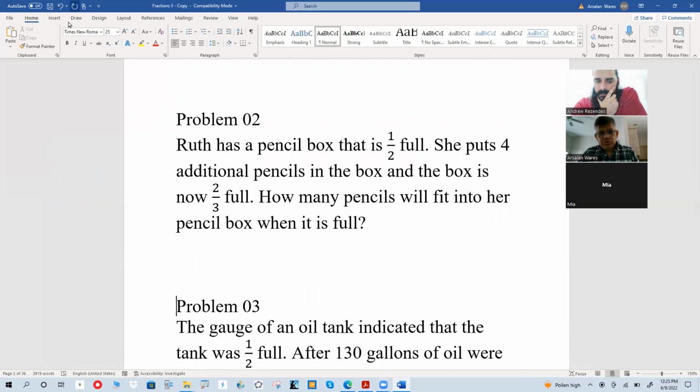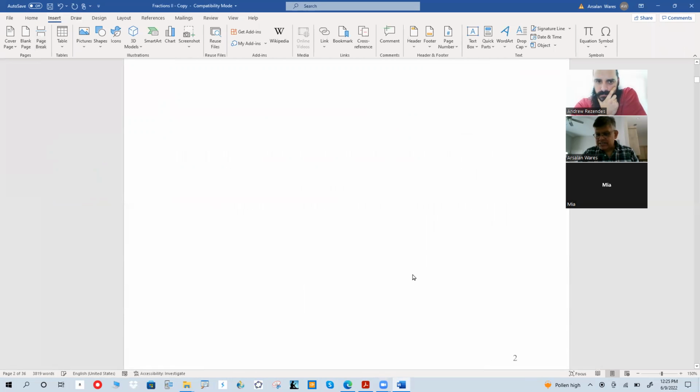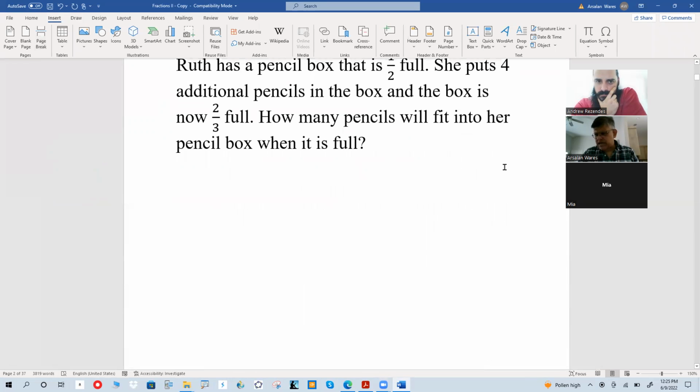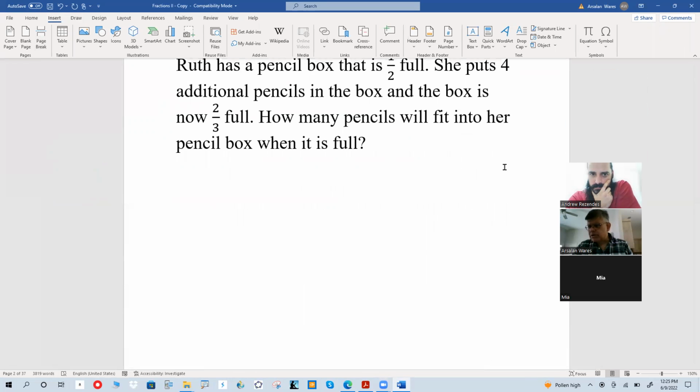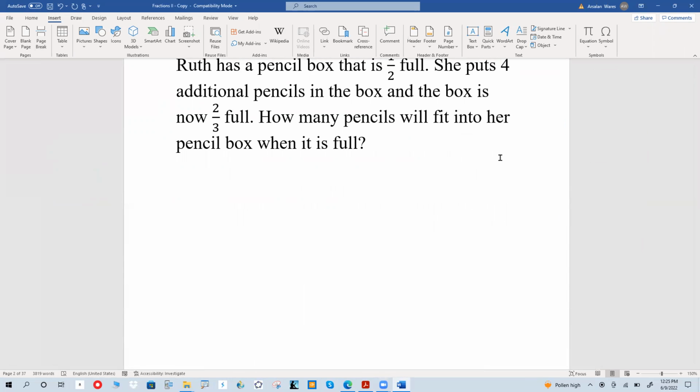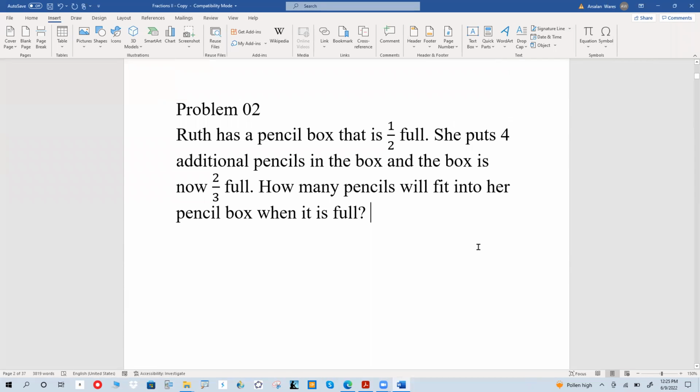Again, what we are using, guys, when you're teaching fractions, even though you don't teach a lot of fractions in high school, there are tons of high school or college level problems that are based on concepts of fractions. So this could actually help a lot. Ruth has a pencil box that is half full. Again, I'm talking about half. I am talking about 2/3. Let's read the whole question. She puts 4 additional pencils in the box. The box is now 2/3 full.